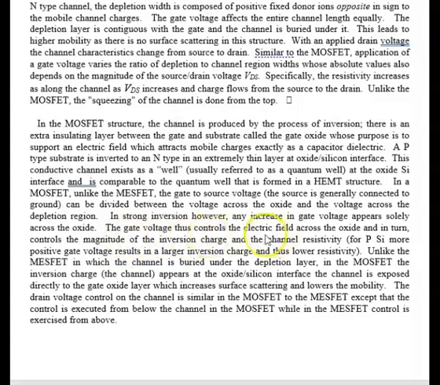The gate voltage, again, this is for the MOSFET, controls the magnitude of the inversion layer and, of course, the channel resistivity. Unlike the MESFET, in which a channel is buried under the depletion region. Remember, in the MESFET, the depletion region is above the channel. It is right below the gate because we have a Schottky barrier. A Schottky barrier always has a depletion region right below the metal.